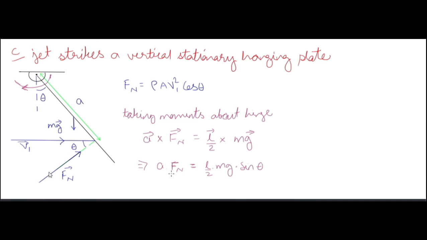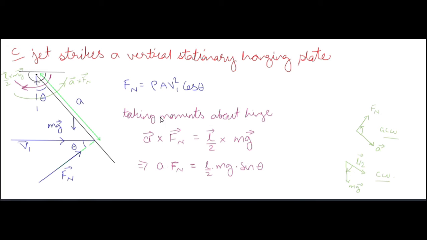Now this is v1 and this is also theta. You can draw the diagram and you can see that this value is also theta. So the normal force experienced by the plate, meaning the normal force impacted by the jet on that plate, is Fn = rho a v1 square cos theta. You know how we got this.